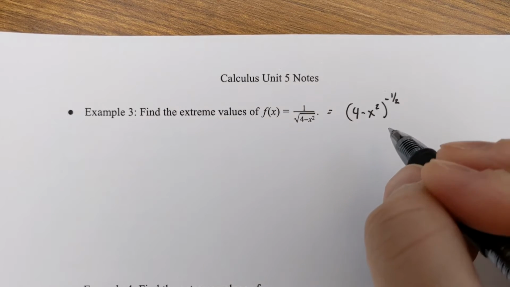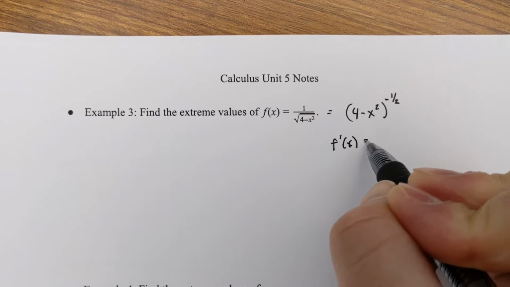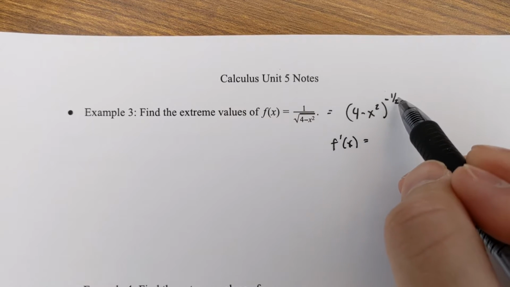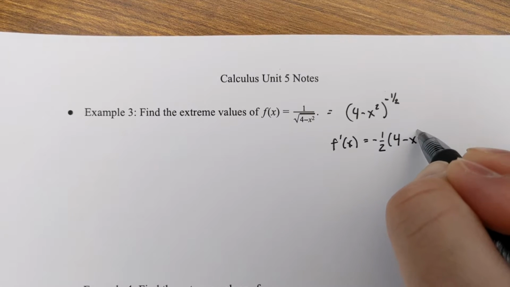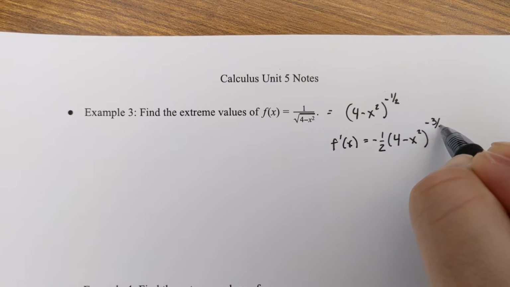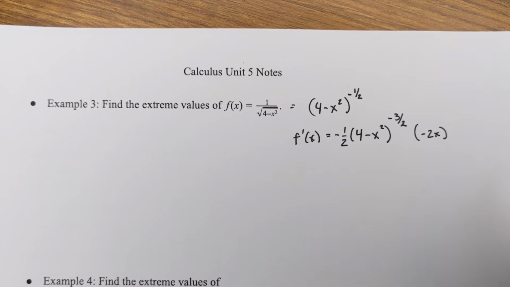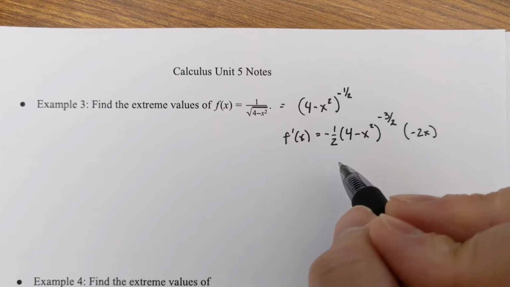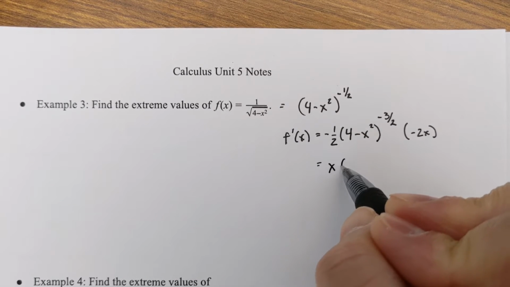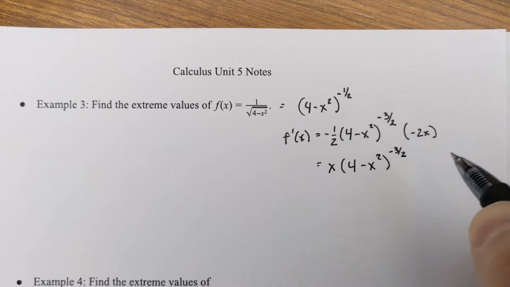So I need to find the critical values. So I need to find f prime first. So this is a chain rule problem. So exponent multiplies out front. Leave the inside alone. Count the exponent down by 1. And then multiply by the derivative of the inside, so times -2x. So I can multiply the -1/2 and the -2. So this is actually just x times the quantity 4 minus x squared raised to the -3/2.